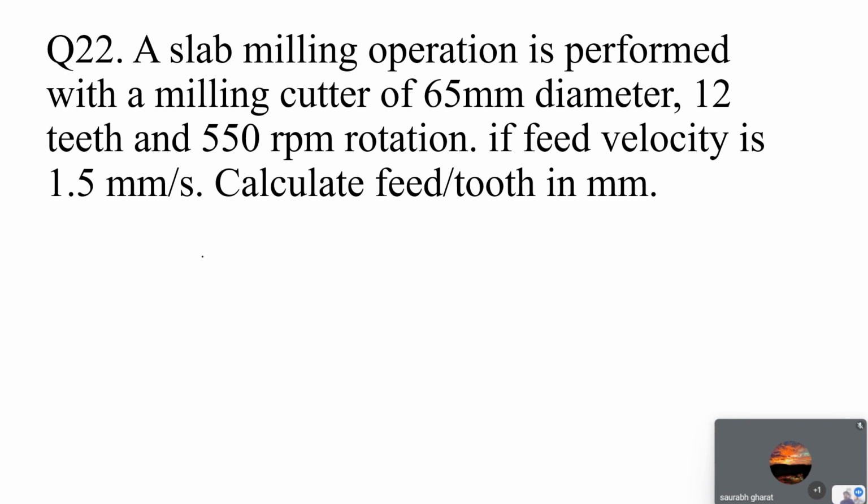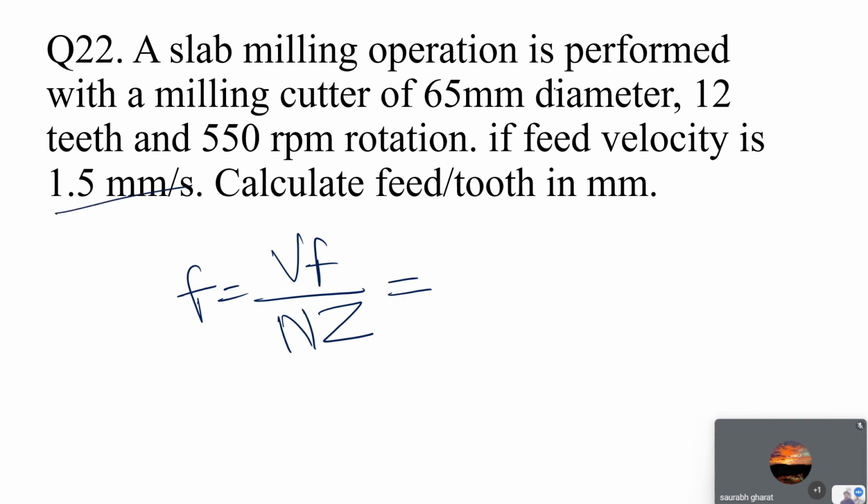So what is the formula? Simply UF, which is your feed velocity, divided by N, your RPM, times Z, which is your number of teeth. You have UF, it is given. We have the number of RPM, and you can see the shaft diameter is also given. So this will be your unnecessary data, just to confuse you.